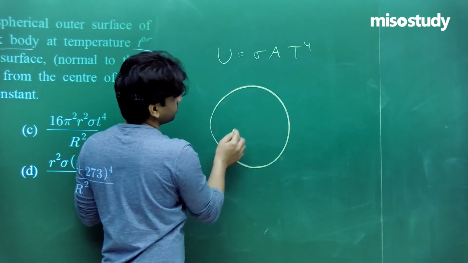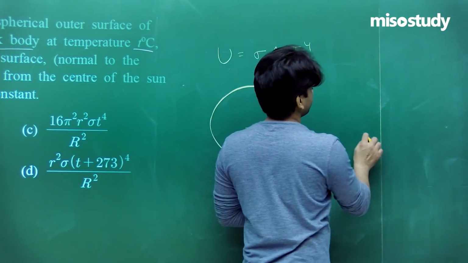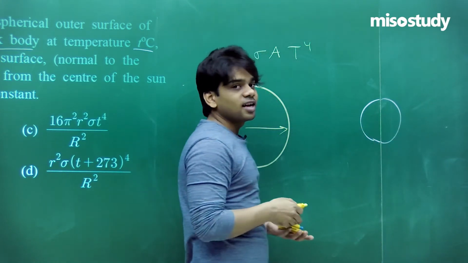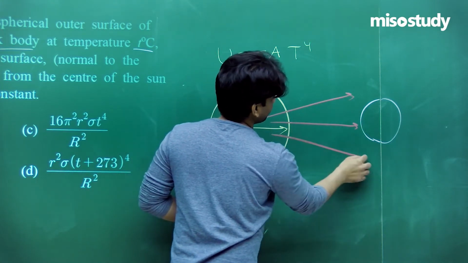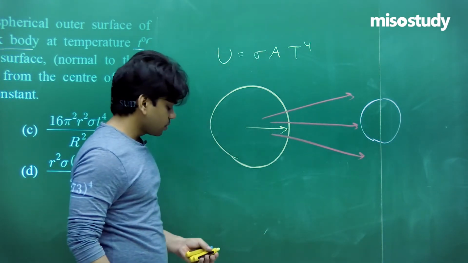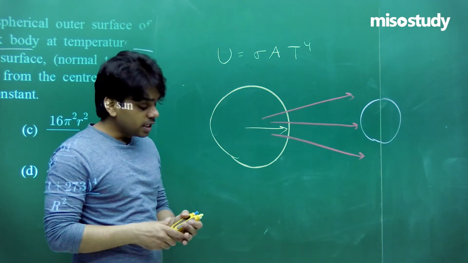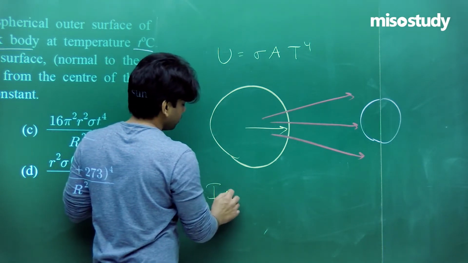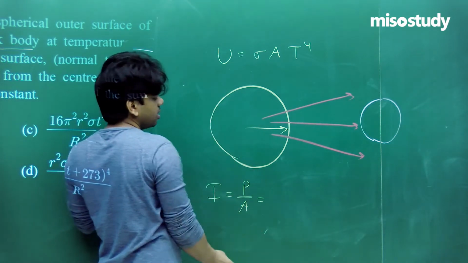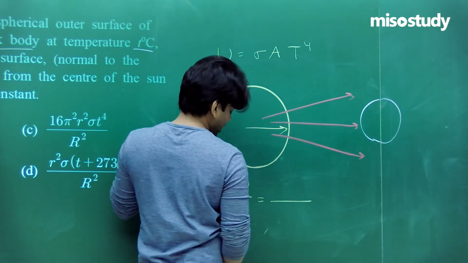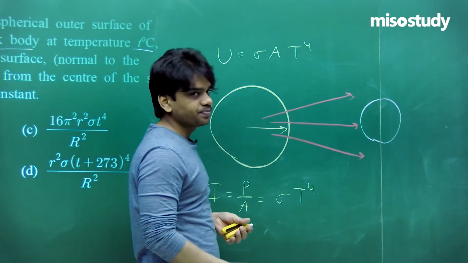If this is the sun, let's say this is the sun, its radius is given, and let's say this is the earth. The earth is actually receiving the radiations from the sun. Now, the power of emission is sigma A T to the power 4 as per black body radiation, we know that. The intensity of radiation will be power by area. Power is this, the rate of heat energy emission. If I do power by area, I'll be getting sigma T to the power 4. This is what I'm going to obtain.